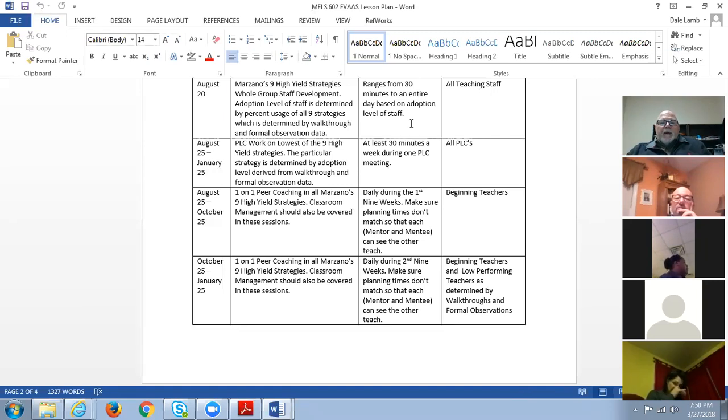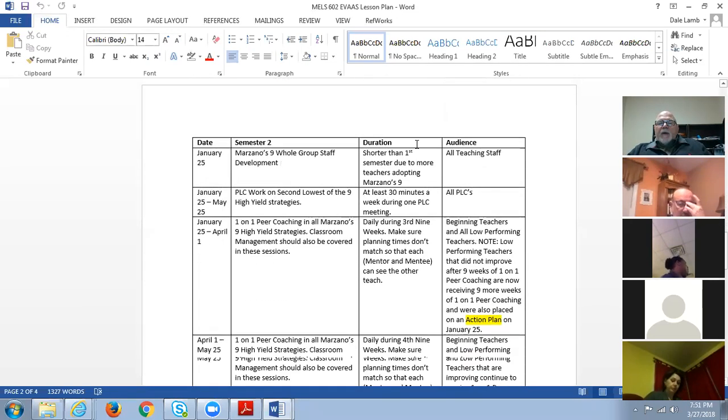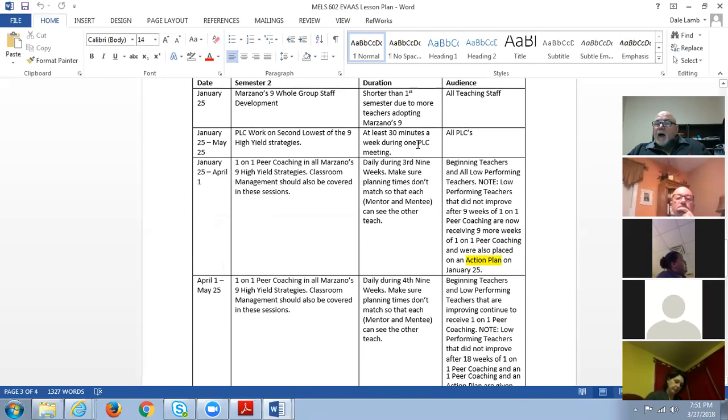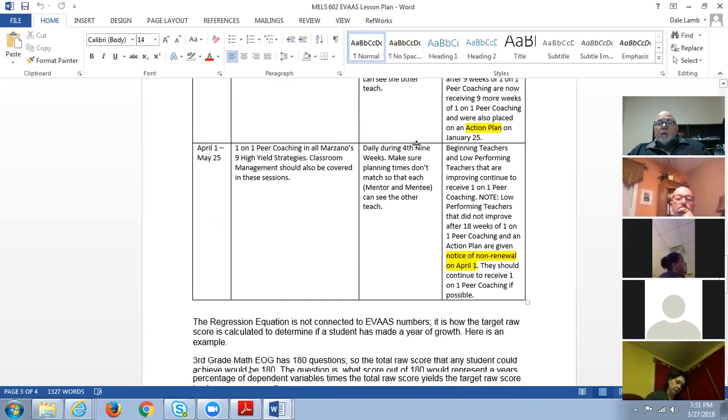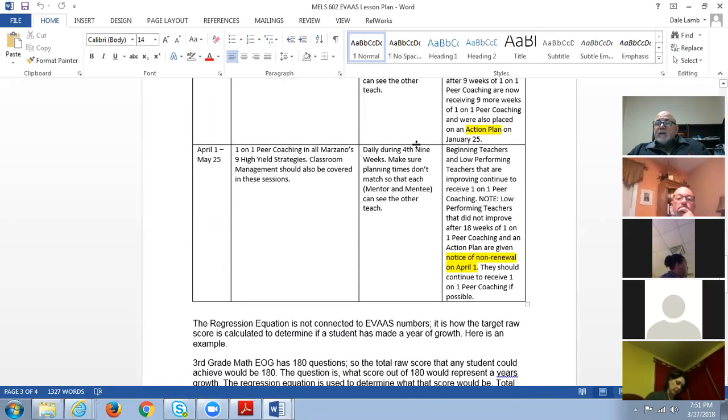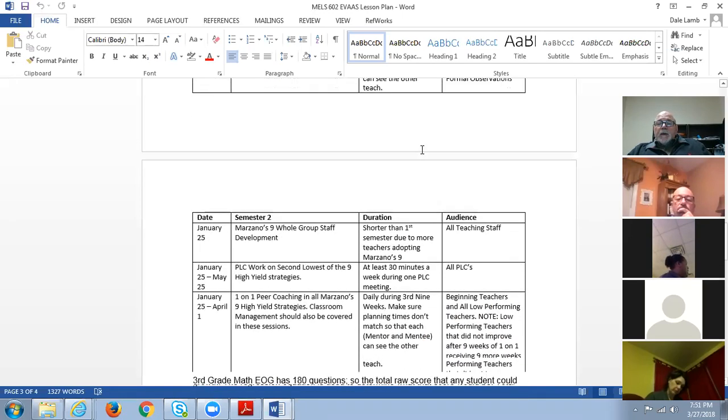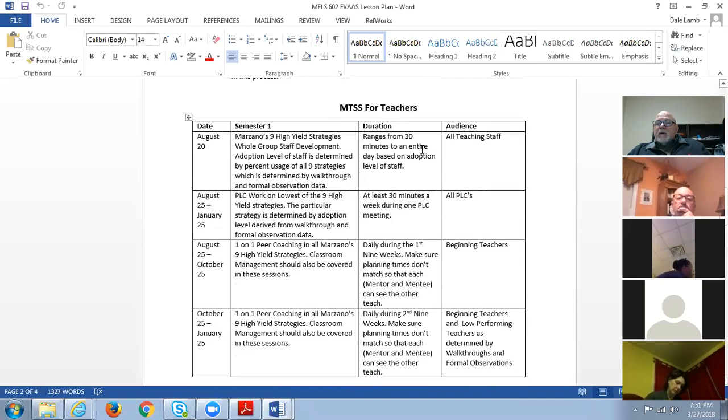As you can see in my plan, it continues throughout the year. I add my people who are not adopting the high yield strategies, and it ends up with people going on action plans and non-renewal if they don't do better. This is what a legal plan has to look like. This is mine. I've actually put this in place, and I use this when I work with schools that are low performing. When they go in and say, what are we going to do? Well, I can tell you what you're going to do. You're going to work on better teaching if you want better outcomes. If you want kids to learn more, you have to teach them more.